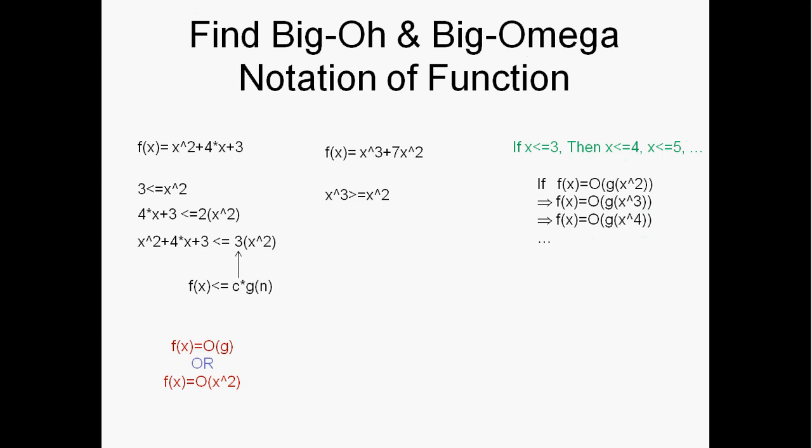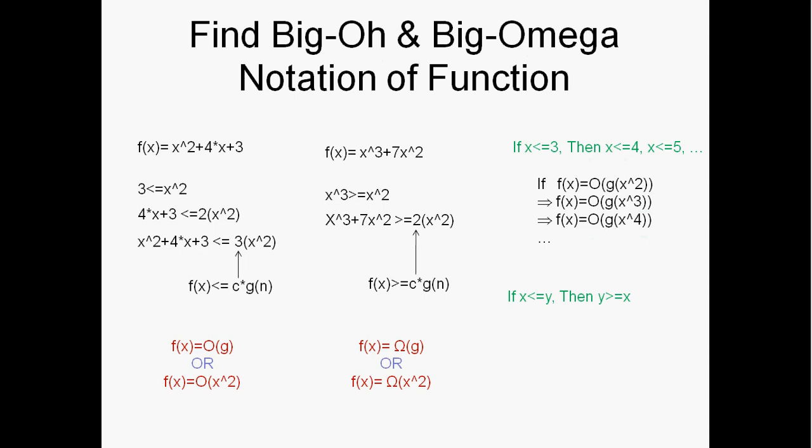So x cube, it comes with practice. Here x cube is greater than or equal to x square. True? Fine. x cube plus 7x square is greater than or equal to 2x square. That's also true, right? The same, because we added the higher value on the left hand side. So our function f is greater than or equal to c times some function g, and here c is nothing but 2, right? So we have got our big omega notation. f is in the big omega of g, or you can say f is in the big omega of x square.